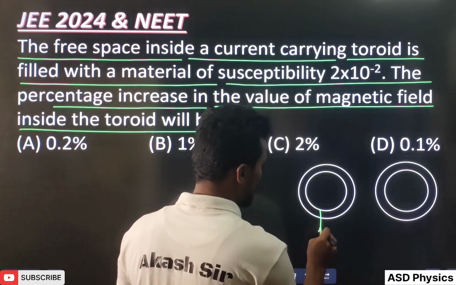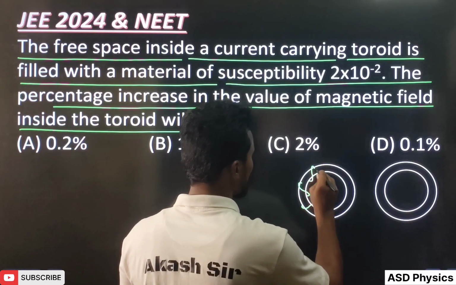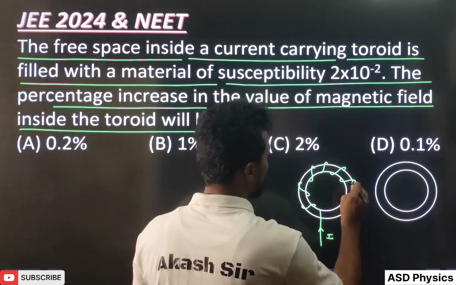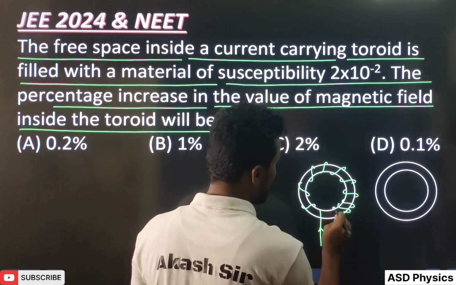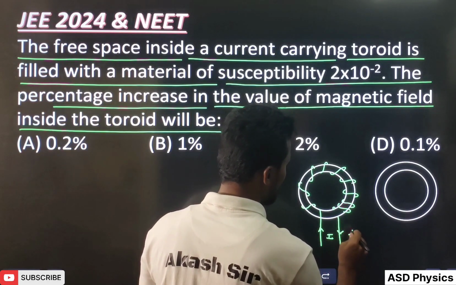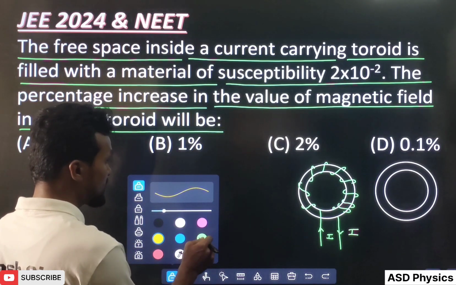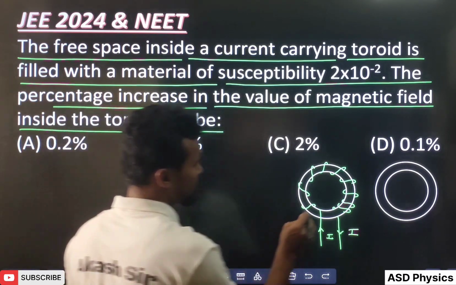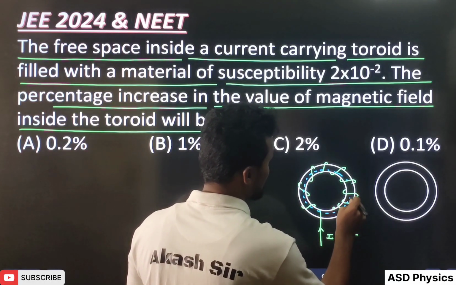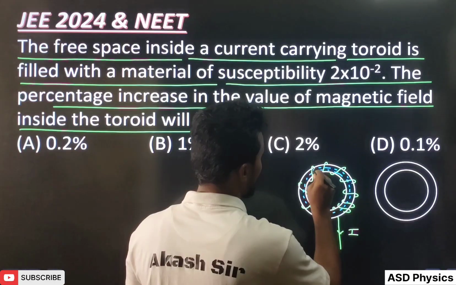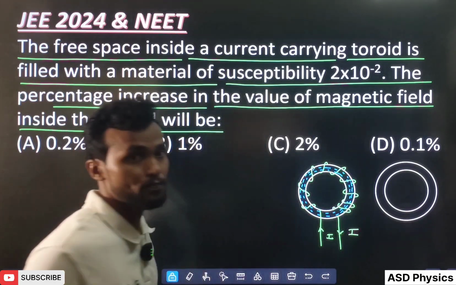Here there will be one conductor with current I, and like this it is the toroid, okay. Because of this kind of coil, which kind of magnetic field will come? Concentric magnetic field lines will be there. If I draw roughly here like this, this is the magnetic field. Because of the current inside, this concentric magnetic field will exist, okay.